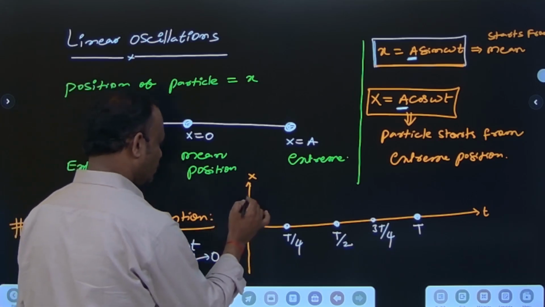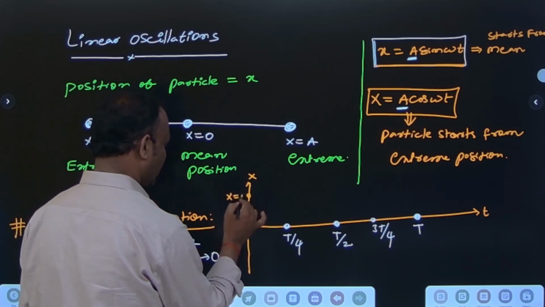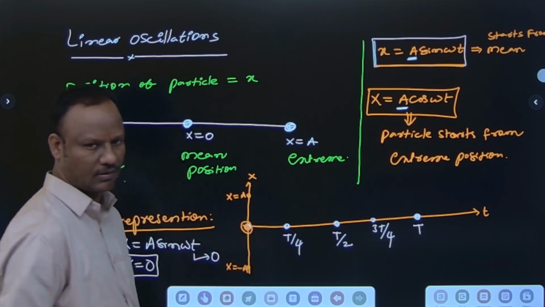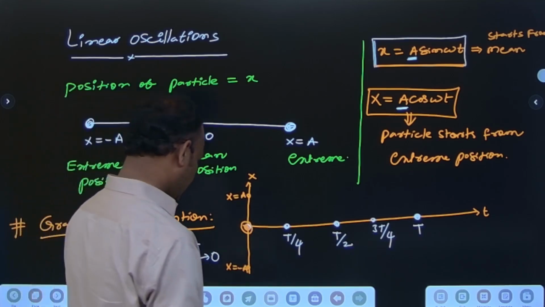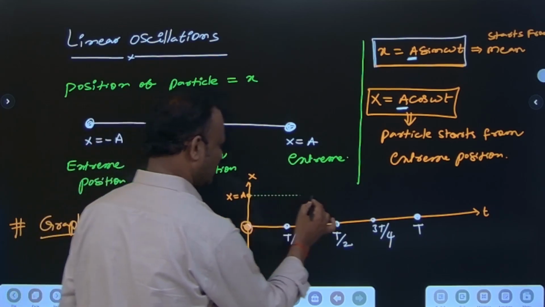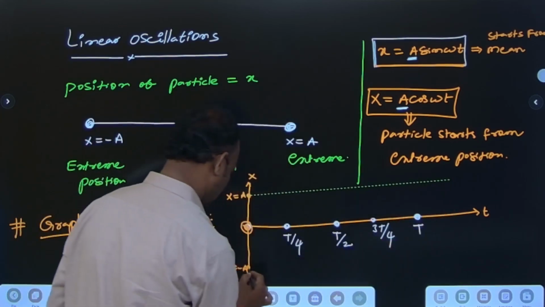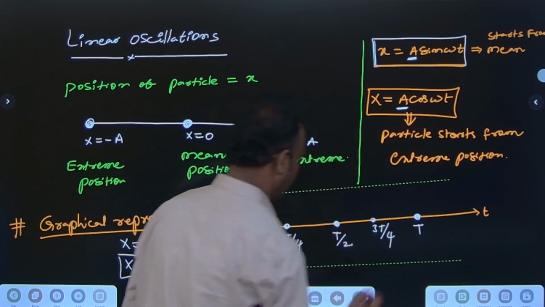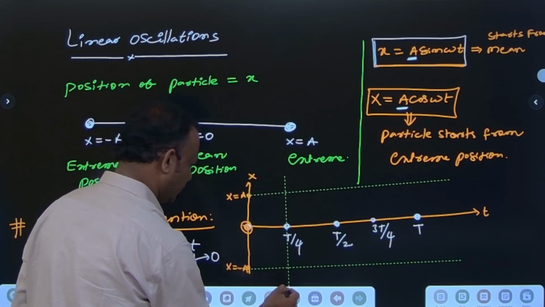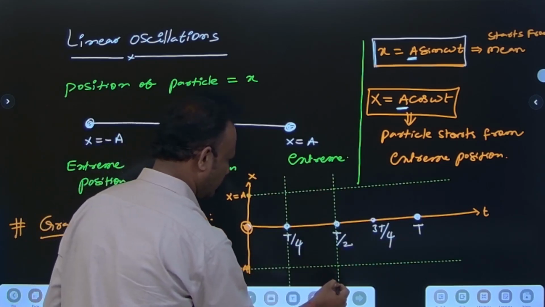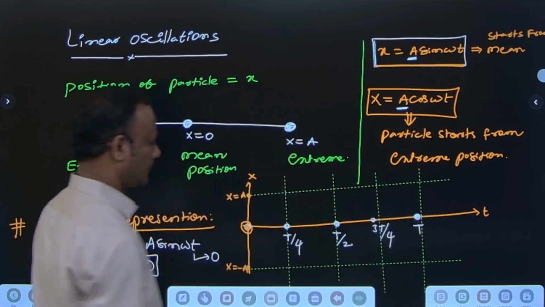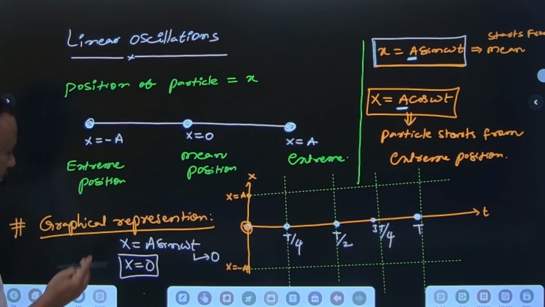Next one, you choose x is equal to A. Next one, x is equal to minus A. Okay, x is equal to plus A, x is equal to minus A. So I'm choosing these as the positions I want to represent. Here this is T by 4, the next one is T by 2, 3T by 4, and the next one is T.